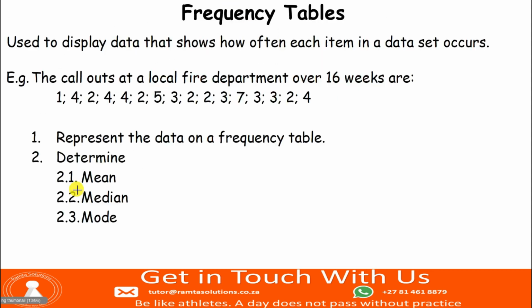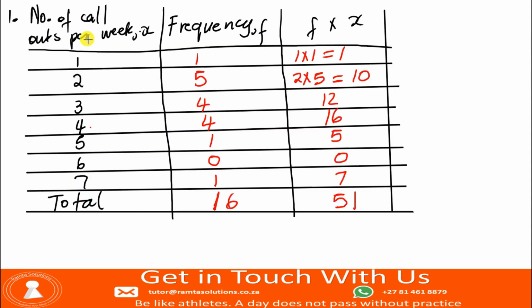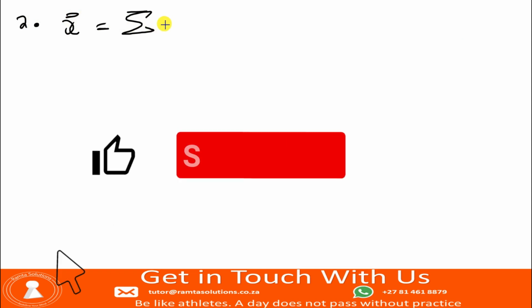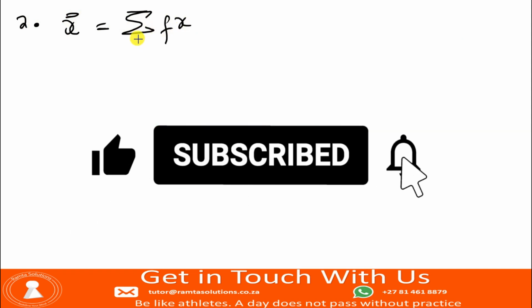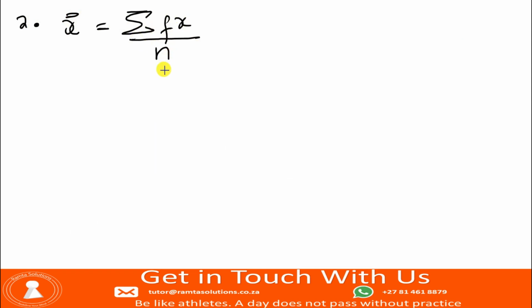Now let's try to answer the questions. Determine the mean. When we want to find the mean for data like this, we will say x bar is equal to sigma, which means sum, over n. Basically this n here is the sum of the frequencies.